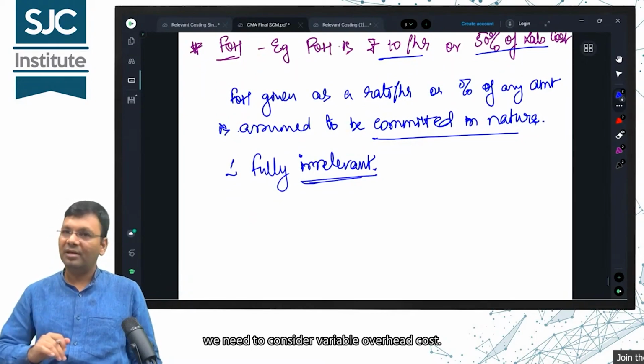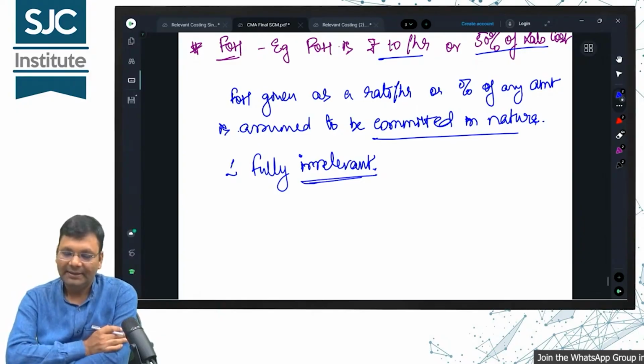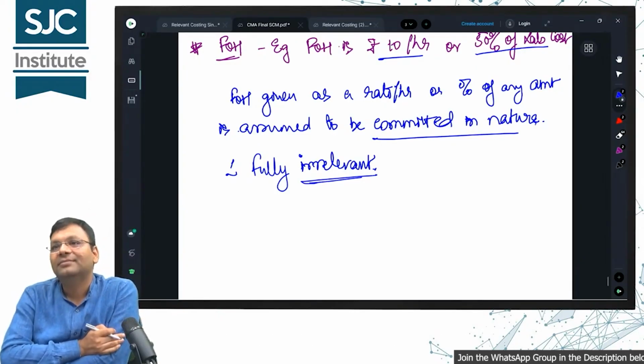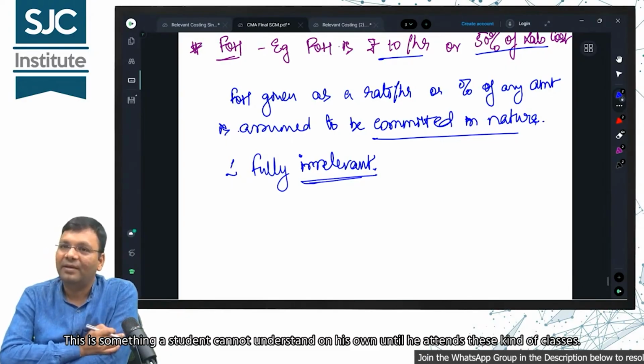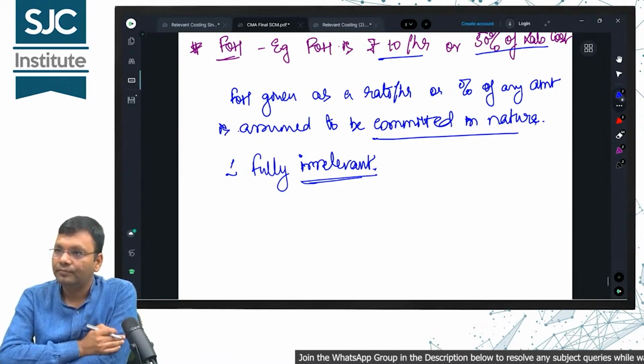We need to consider variable overhead cost, but fixed overhead needs to be ignored. These concepts are not written in any study material. This is something a student cannot understand on his own until he attends these kinds of classes. Taking classes gives you all a slight leverage effect.